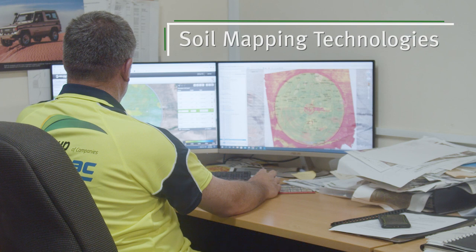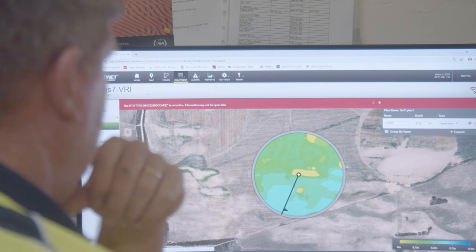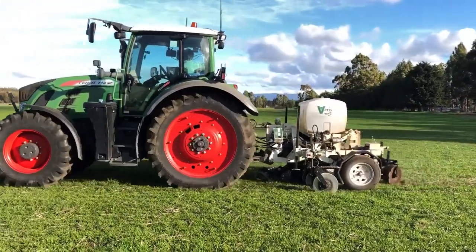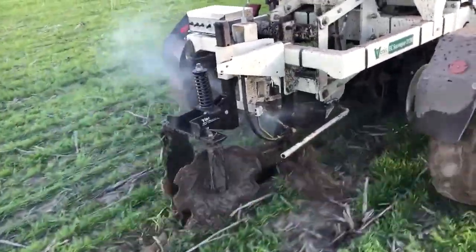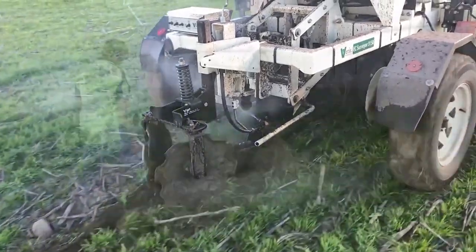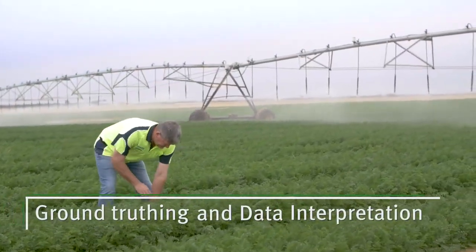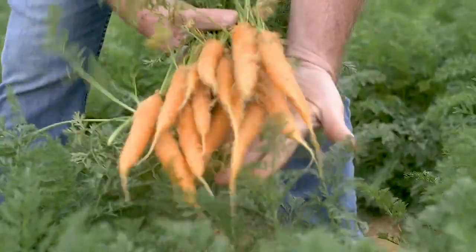Similarly, there are a range of soil mapping technologies that can be used to understand soil variability. While the type of soil mapping used depends on the issue, all require some soil sampling to ground truth the mapping data and relate to measured soil parameters. Once you've obtained the crop or soil imagery, the next steps are critical in understanding what the mapping data means in the field or crop.